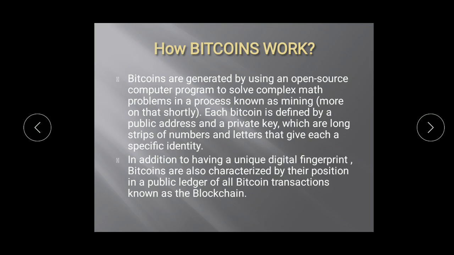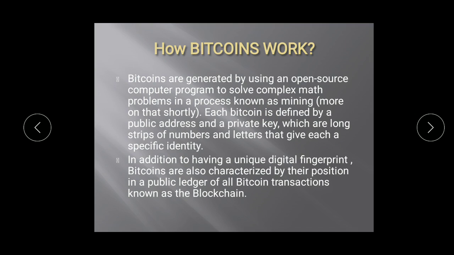Each Bitcoin is defined by a public address and a private key. As it's open source, everybody can access it. That is the reason it has a public address. But when a receiver is receiving it, they will have their own private key for authentication, which are long strips of numbers and letters that give each a specific identity. So a private key will be a long character number, or a number with a barcoding system, but a specific identity for whom you want to send that data.